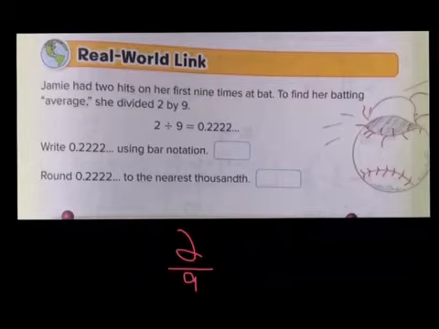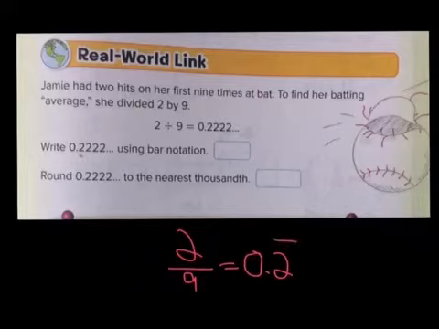Now here's a little trick I want to teach you. Anytime you divide a number by 9, you're going to get that number in bar notation. So really, it's going to look like this: 0.2, and the 2 is going to repeat. 2, 2, 2, 2, 2, 2, 2, indefinitely. So that's why I said 2 bar notation. Okay, and there it is. Okay, you know that the number is going to continue forever because they use the dot, dot, dot. So how do you write it using bar notation?